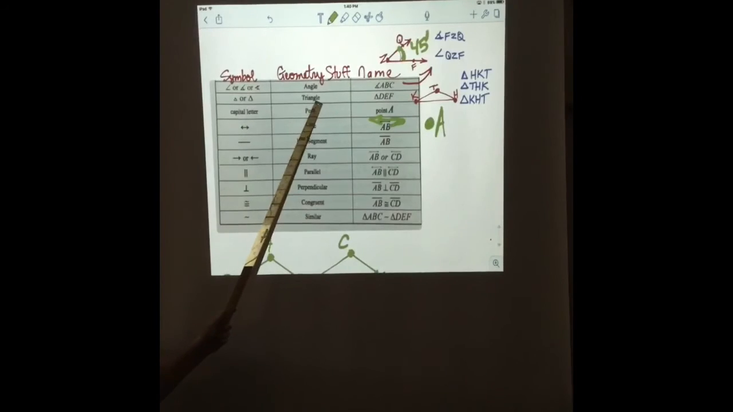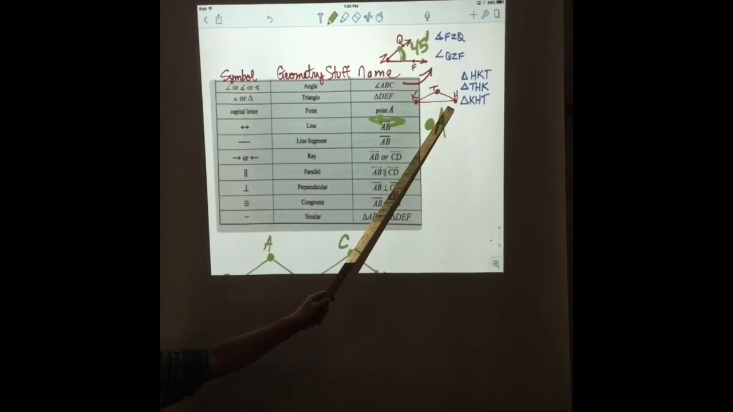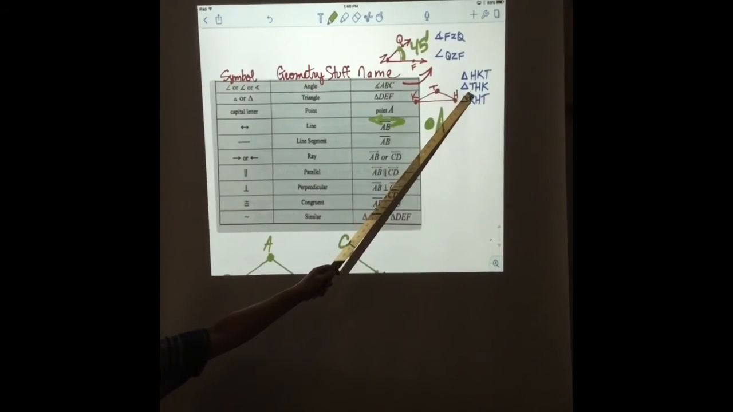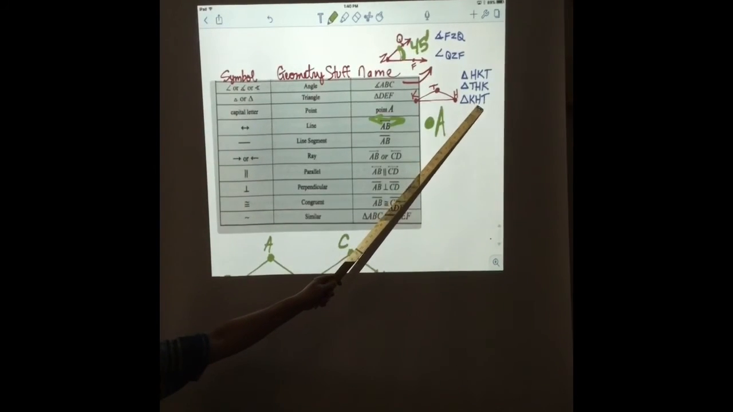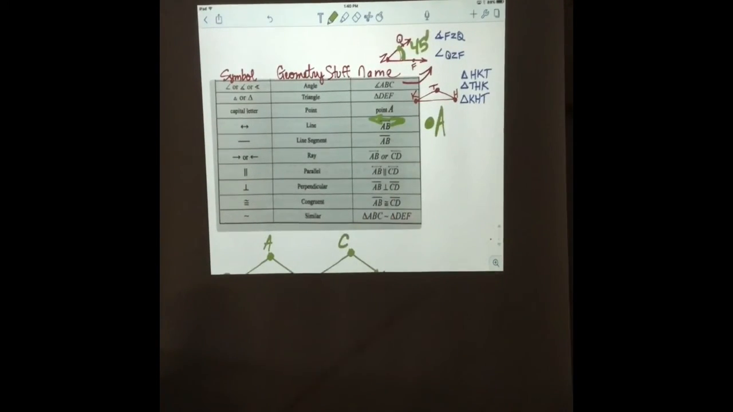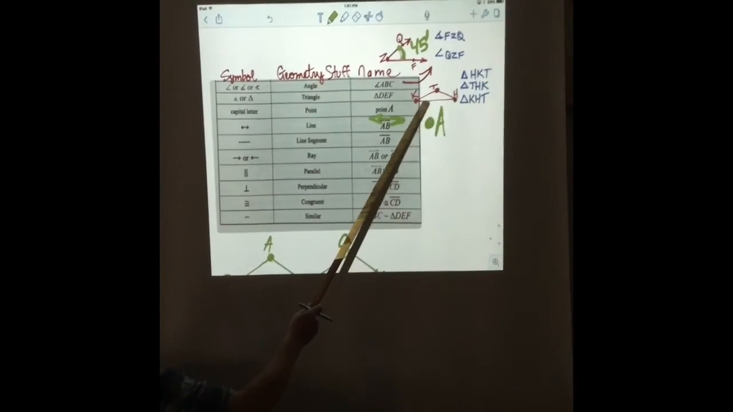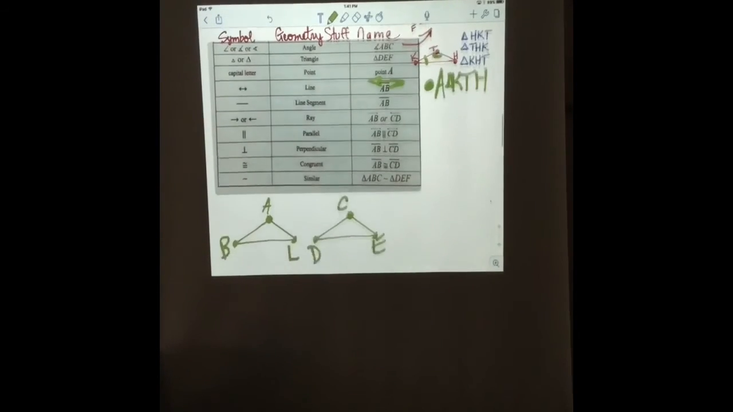Also, when you have a triangle, you're going to use the triangle symbol in front of the letters. Triangle KTH, or triangle TKH, or triangle KHT. Now, in this case right here, what's our vertex? That would be the K. Let's go down to congruent.